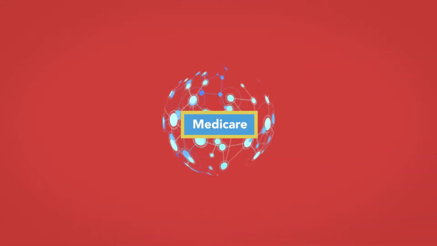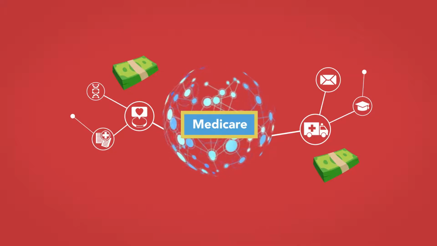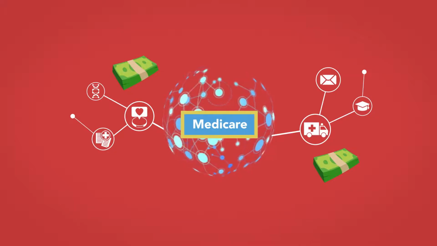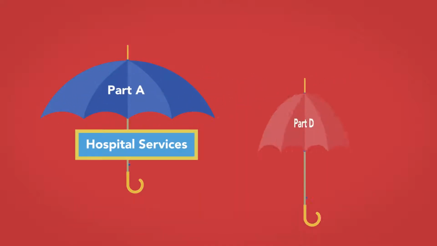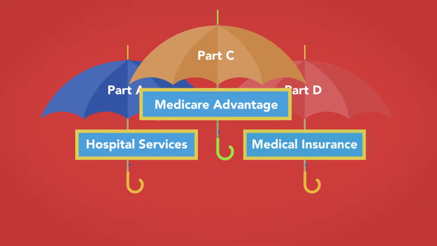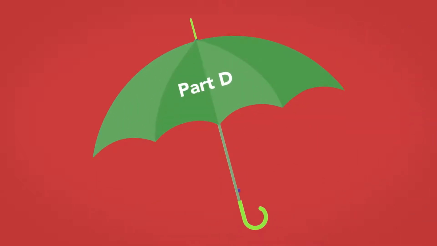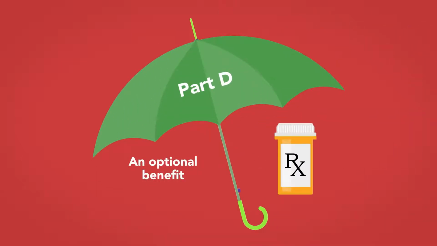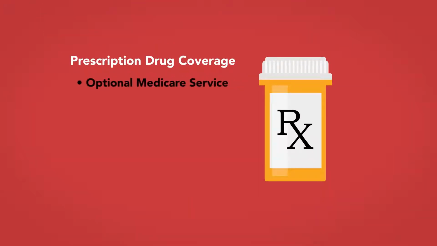Medicare is comprised of several discrete parts, each of which provides some amount of payment for healthcare-related services and items. As discussed in the first 4 modules, Part A covers hospital services and Part B deals with medical insurance. Part C, also known as Medicare Advantage, allows private health insurance companies to expand on the coverage provided by Parts A and B. In this module, we will review the basics of Medicare Part D, an optional benefit that covers prescription drugs.